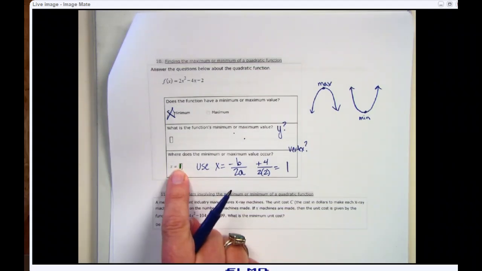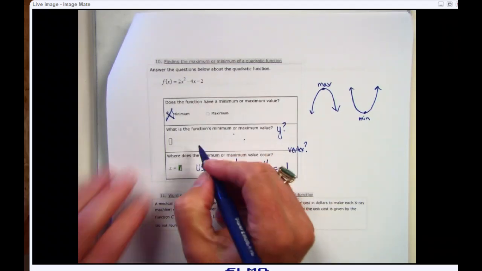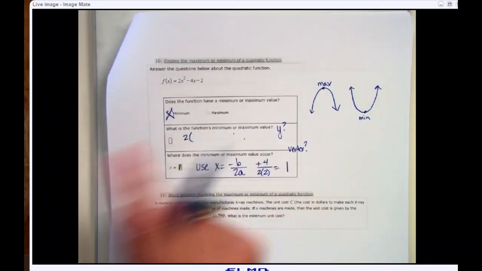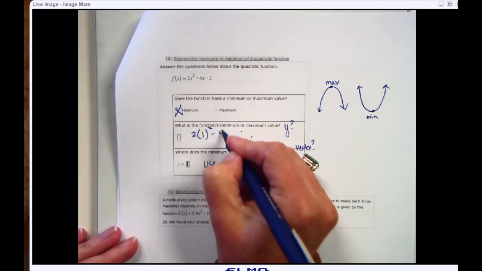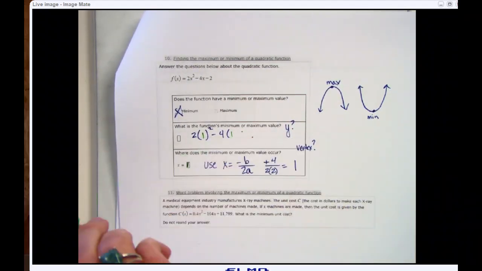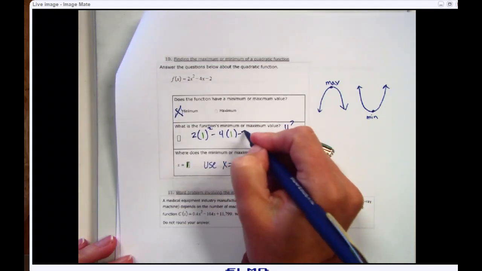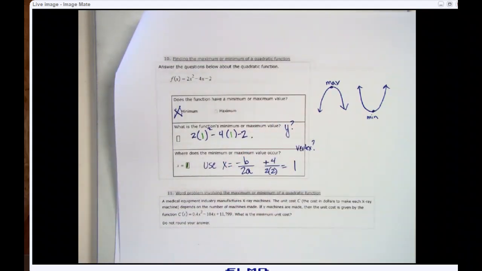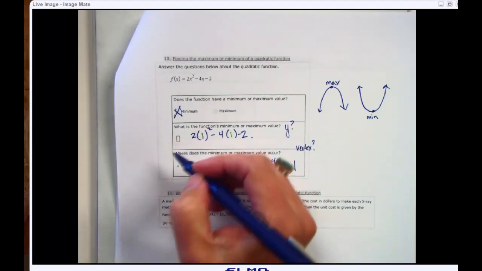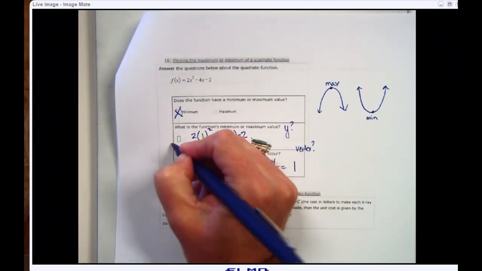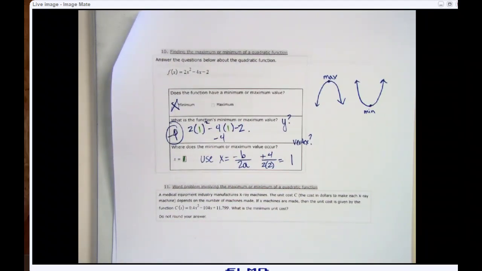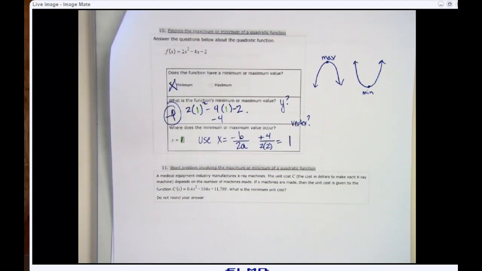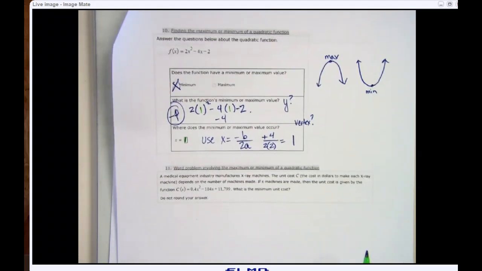We're going to substitute in 1. So 2 times, there's my 1, 1 squared minus 4 times 1 minus 2 is, what's your shortcut? So with the difference quotient, hold on to that. We'll talk about that in a minute. I hope it works on all of them for you.